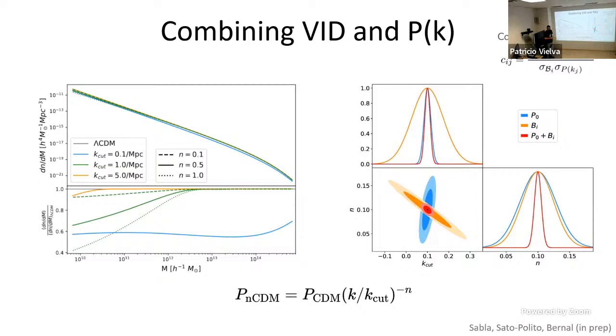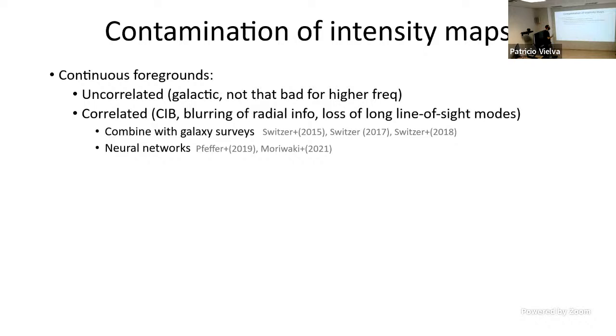Okay, now let's go to the bad news part of the talk. I was saying that basically intensity maps are wonderful and get all the information that you can get, but the problem is that they also get all the contaminants, both on the observational part, but also on the theoretical part, and the development of all the methodology to deal with this is very challenging.